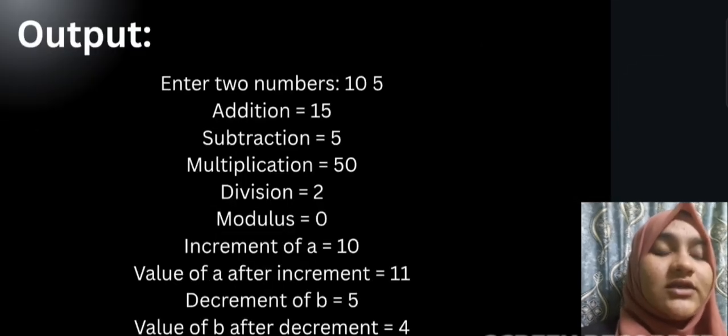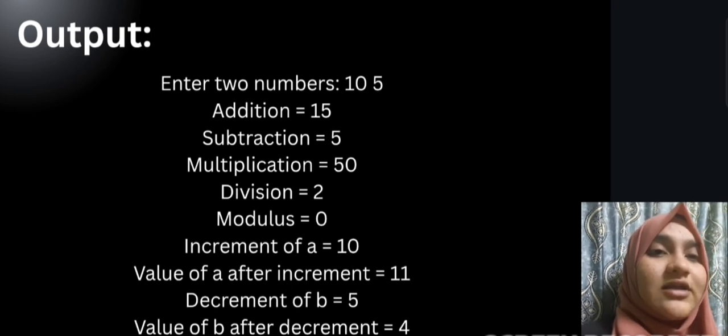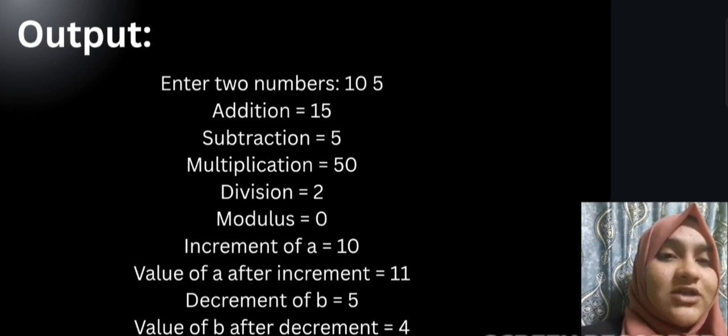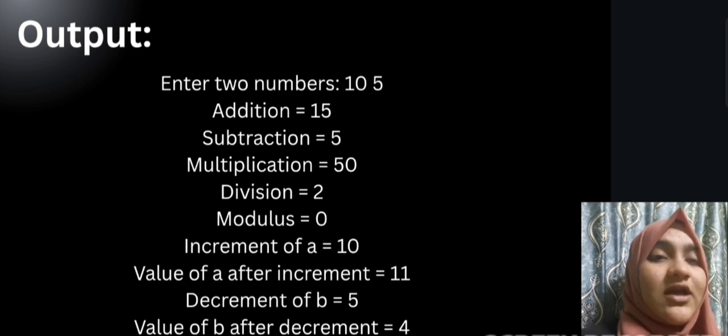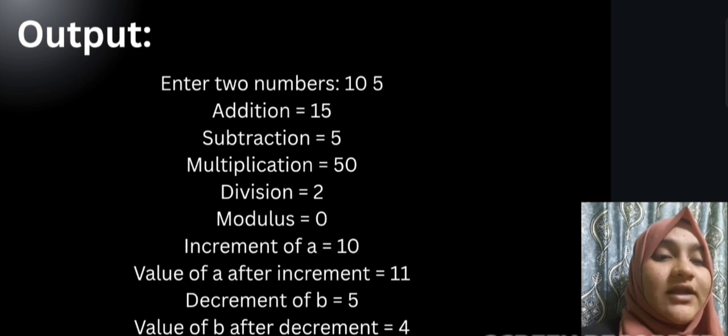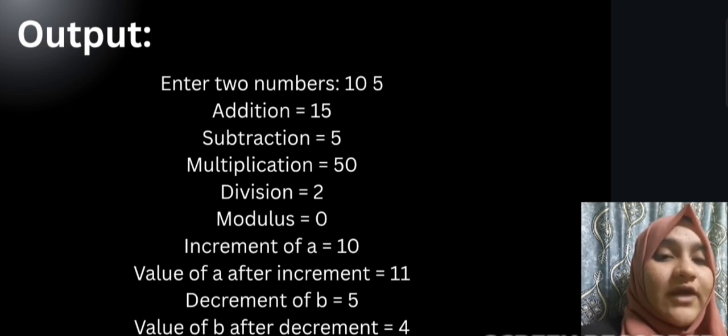Enter two numbers: we entered 10 and 5. Then addition is 15, subtraction is 5, multiplication is 50, division is 2, modulus is 0. Increment of a: a equals 10, value of a after increment equals 11. I told you about that. Increment means a variable is increased by 1. Then decrement means a variable is decreased by 1. Decrement of b is 5, value of b after decrement equals 4.